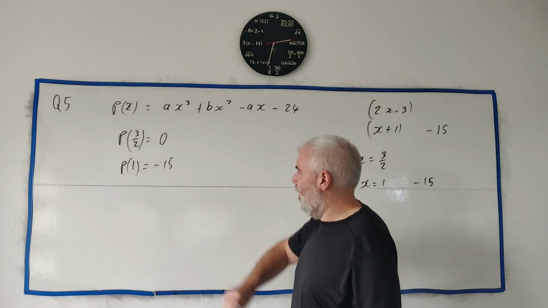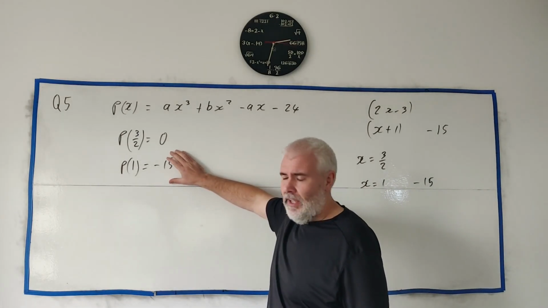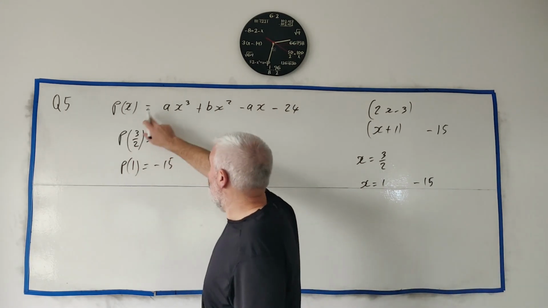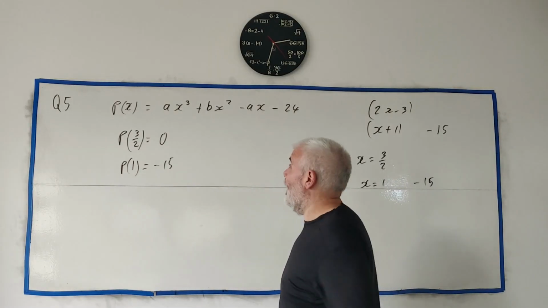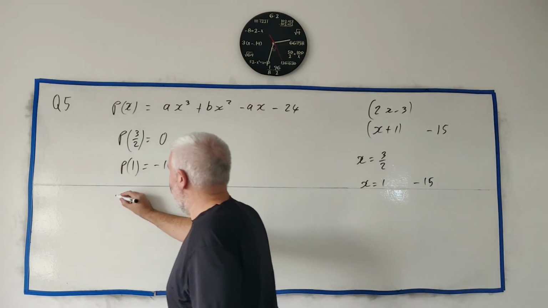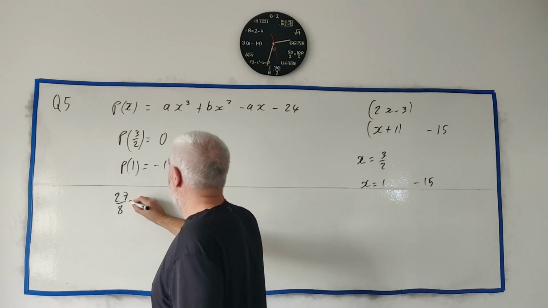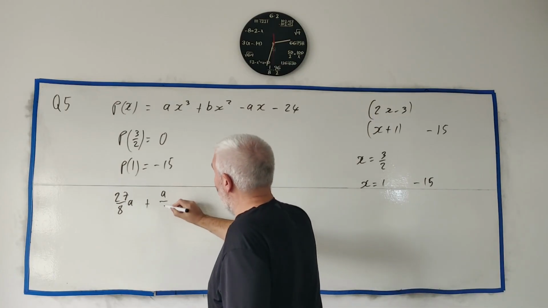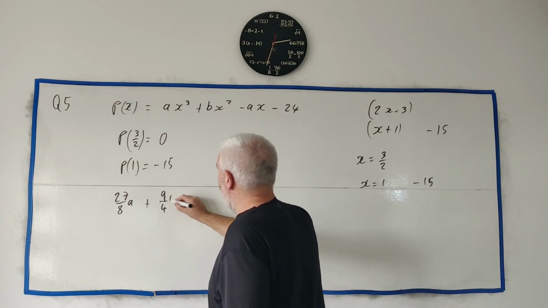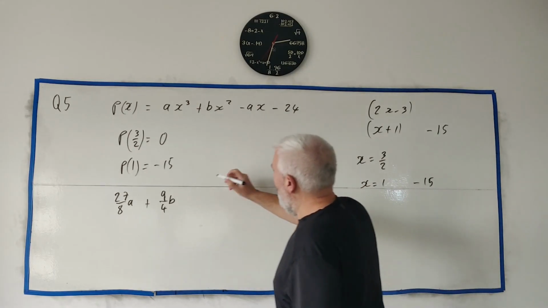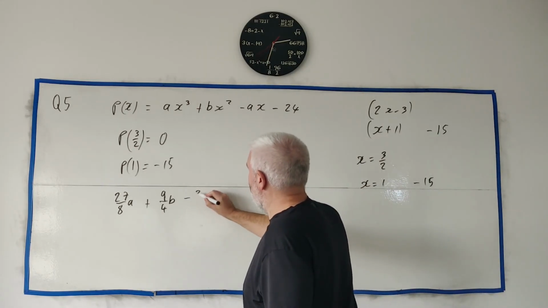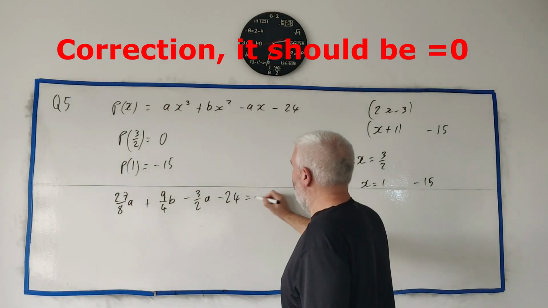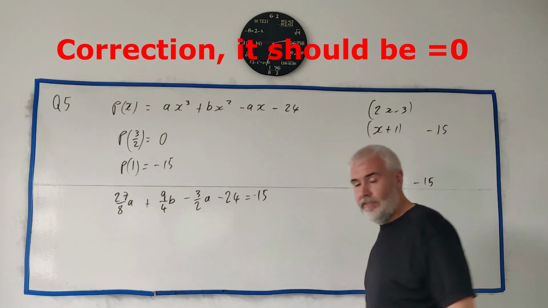Again, as I just said, this one will work out quite nicely, but I don't know that yet. So let's go ahead and do this one first. Put 3 over 2 into everything here, and I now know the answer is 0. 3 over 2 into this is 27 over 8 times A. Plus 3 over 2 into this is 9 over 4, so that's 9 over 4 times B. 3 over 2 into this, we get minus 3 over 2 times A, minus 24 equals minus 15.